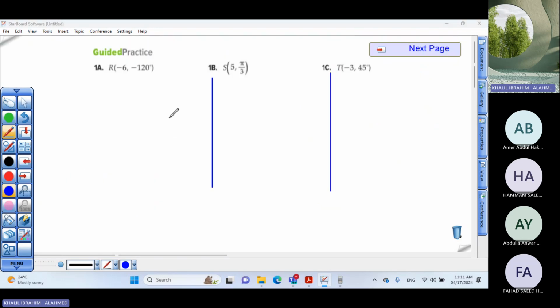Next question. As you see here, we have many questions. Now here I think is different. No, sorry, here r and theta. Also here r and theta. All these are in polar coordinates. How to convert to x and y? Who can tell me?